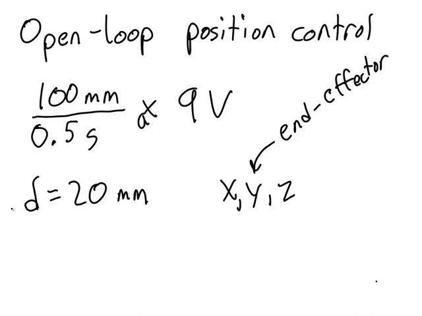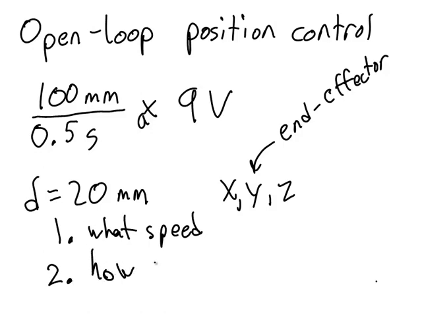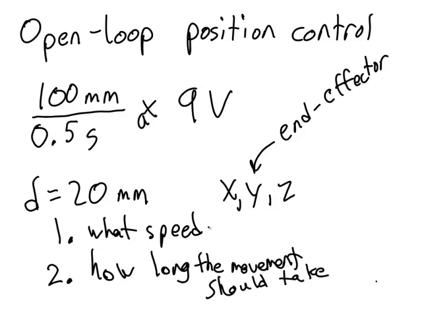How could we achieve this 20 millimeter displacement knowing the speed at the voltage of our prismatic joint? The first thing that we do to figure this out is we have to make a decision. We have to decide either one, what speed we want the slider to move at, or two, how much time or how long the movement should take. These two things are essentially the same, as you'll notice.